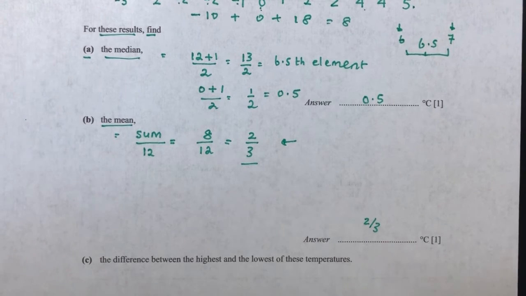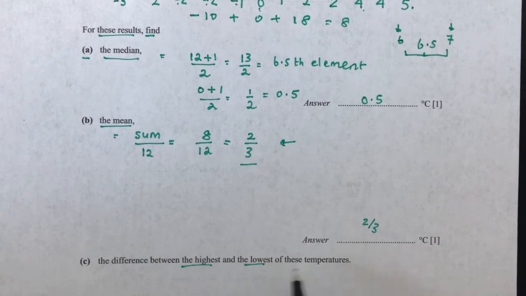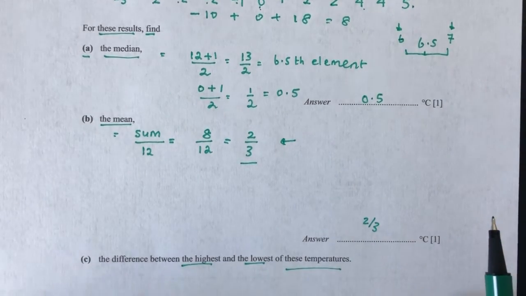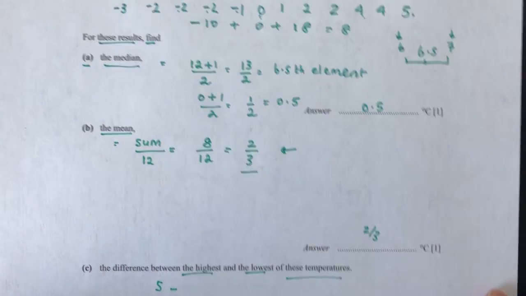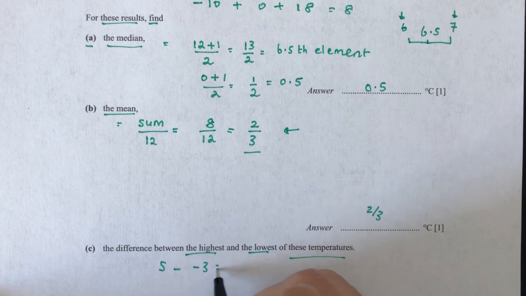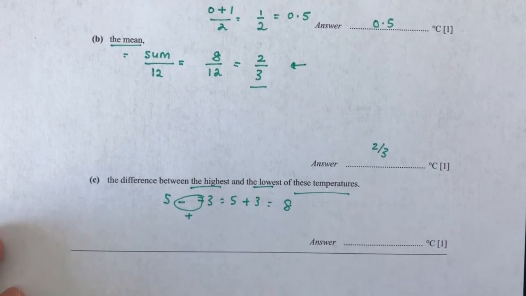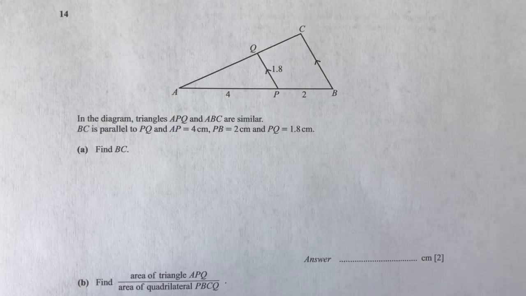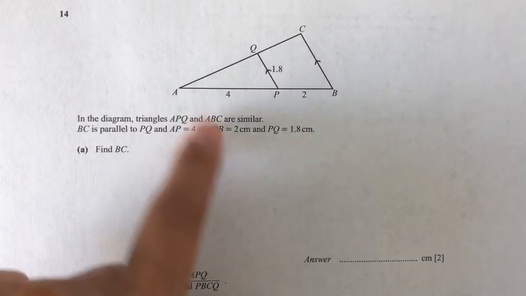Okay, so now part C, find the difference between the highest and the lowest of the temperatures. So what is the highest number? Highest is number 5. Okay, so 5 minus lowest temperature is minus 3. So 5 minus minus 3, minus minus becomes plus. So 5 plus 3 is 8. Difference will be 8.